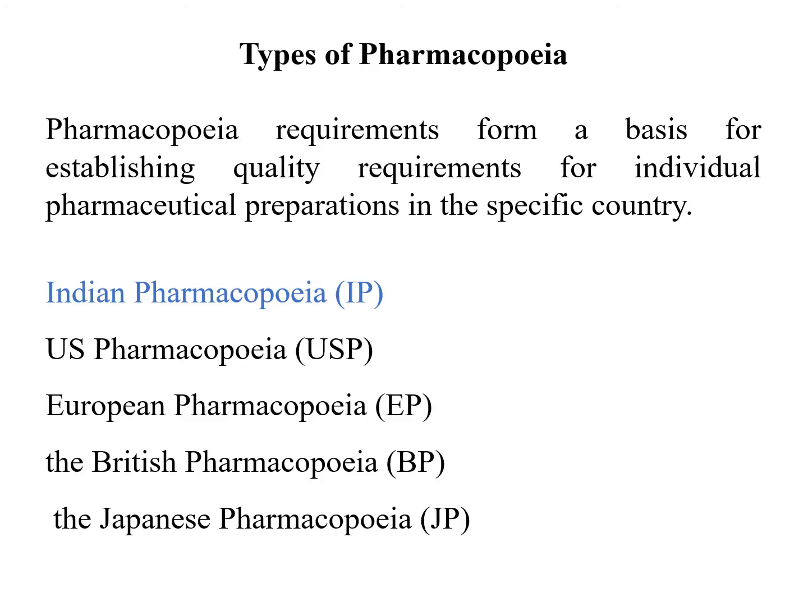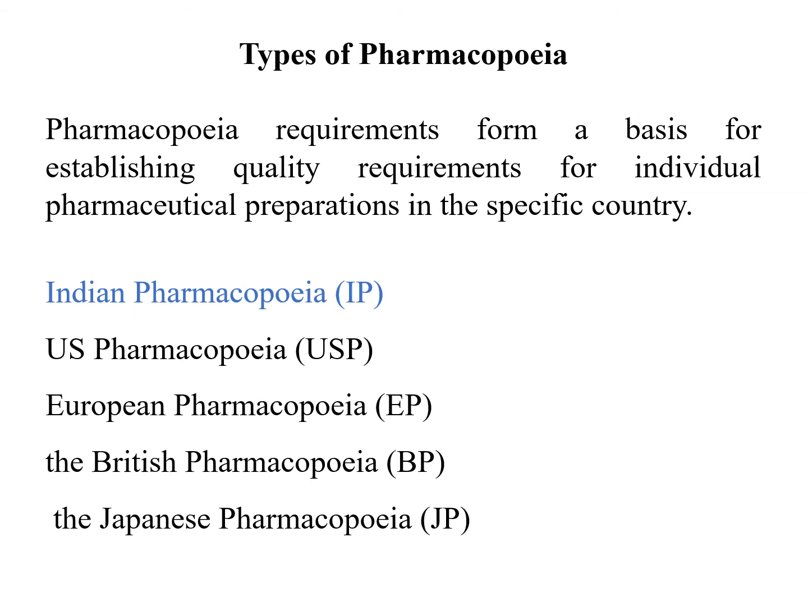So next we'll talk about the types of Pharmacopoeia. Pharmacopoeia requirements form a basis for establishing quality requirements for individual pharmaceutical preparations in a specific country. If you see, the cultural and food habits are not the same in different countries. So the pharmacogenomic aspects differ, and the way the drug is metabolized is also different from country to country.